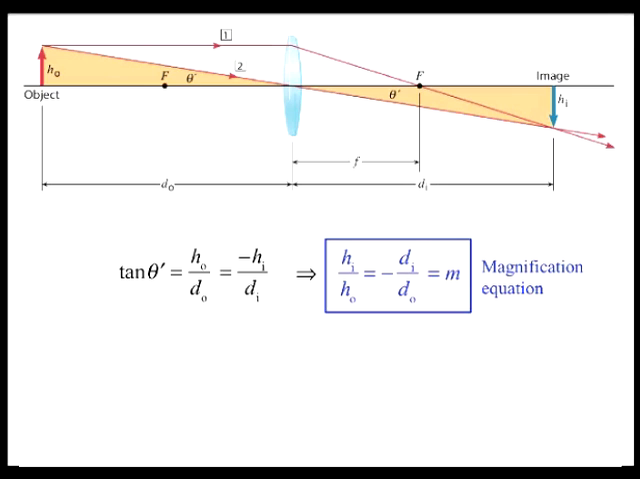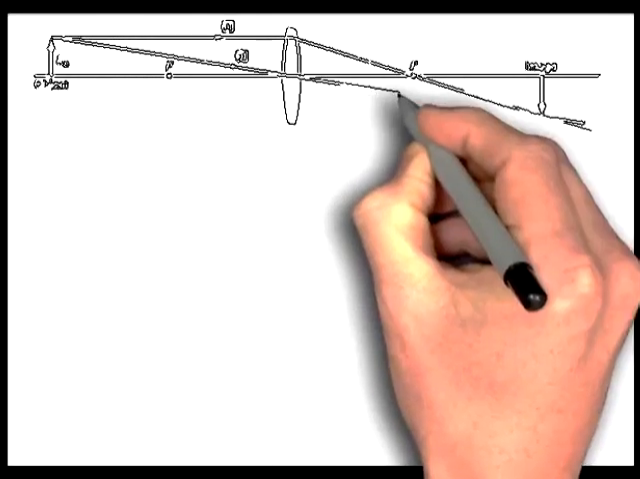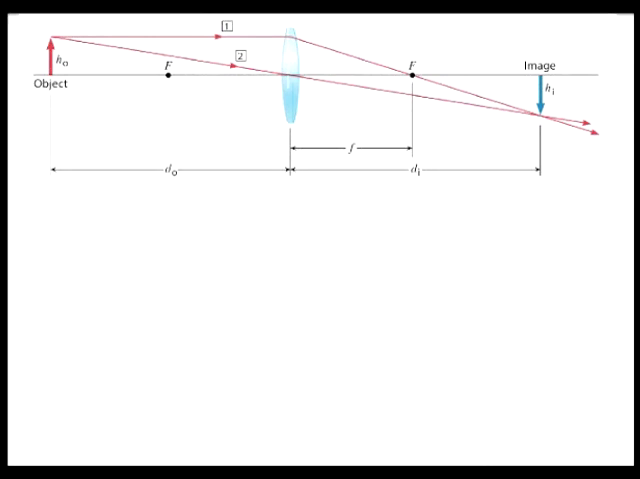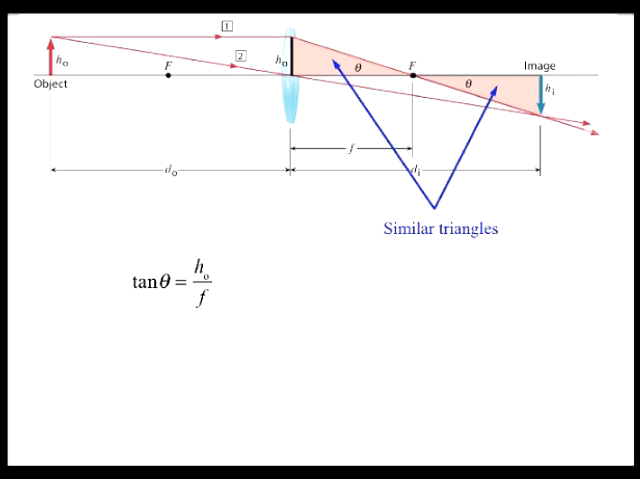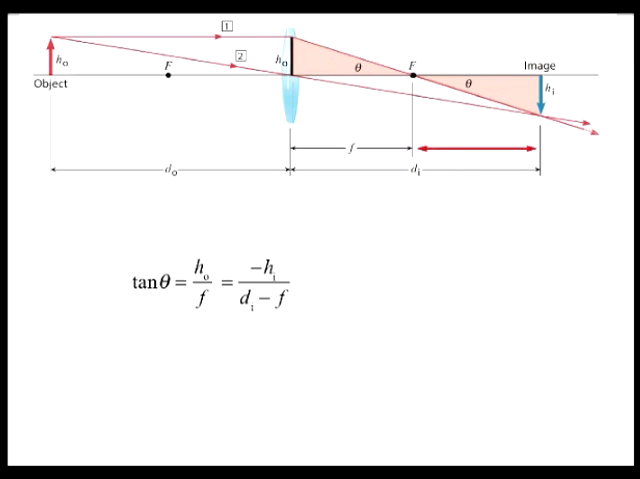Next, we analyze the geometry of the ray refracted through the focus on the image side of the lens. The angle between the refracted ray and principal axis is theta, and the object and image are both perpendicular to the principal axis. This means that the shaded triangles are similar, and we write tangent theta equals HO divided by F, which equals negative HI divided by DI minus F, where DI minus F is shown here as the distance between the image and the focus. We can rearrange this as DI minus F divided by F equals negative HI divided by HO.